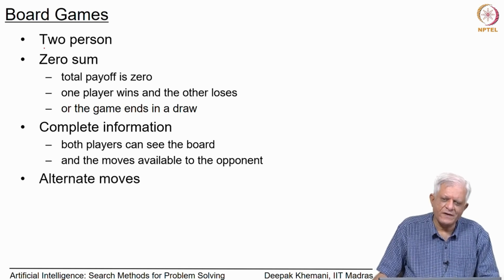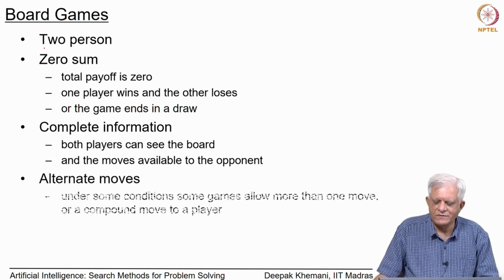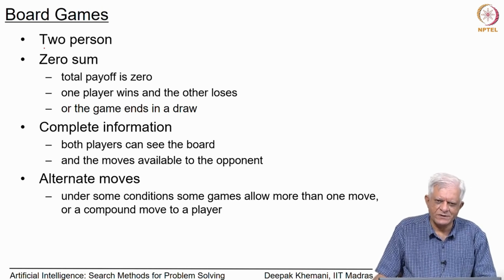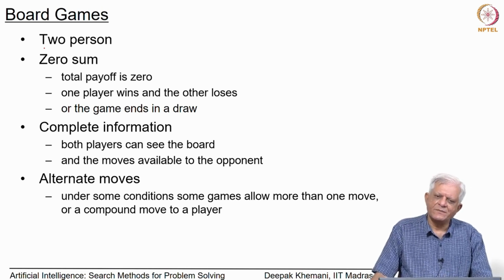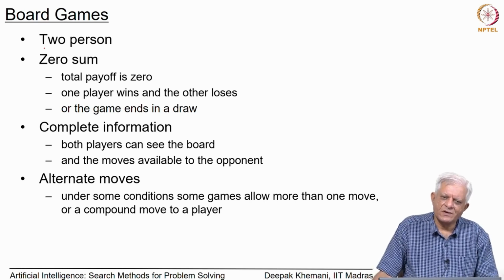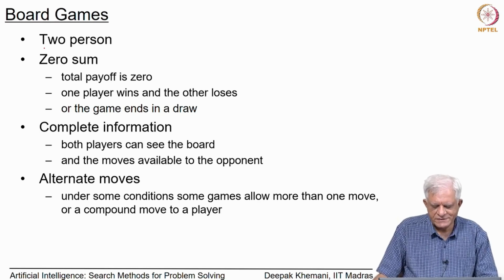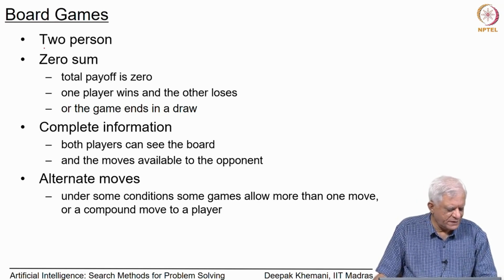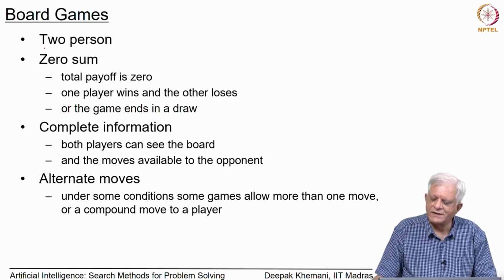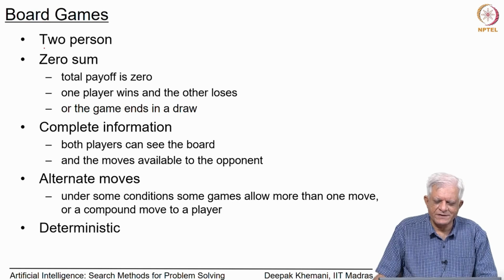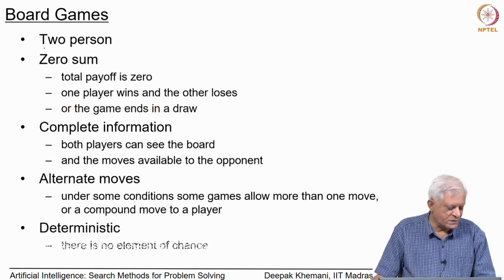These are typically alternate move games, where each player makes a move turn by turn, though under certain conditions one player may be allowed more than one move, or what can be called a compound move. So, if you have played the game of checkers, you know that you can capture 2 coins at one time, or if you have looked at reversi, or Othello as it is also called, then if the opponent does not have a move, you get a second move. But typically they are alternate move games, that you play a move, I play a move, and so on. And they are deterministic games. There is no element of chance of any kind involved in this.